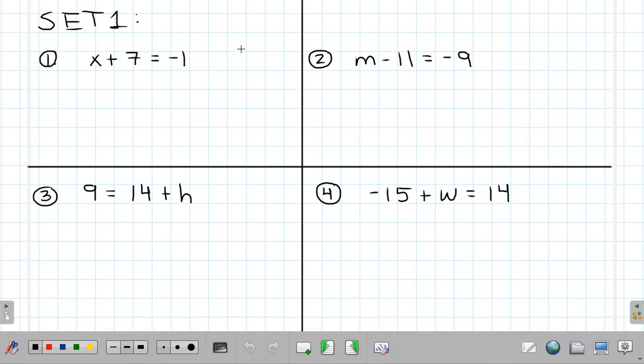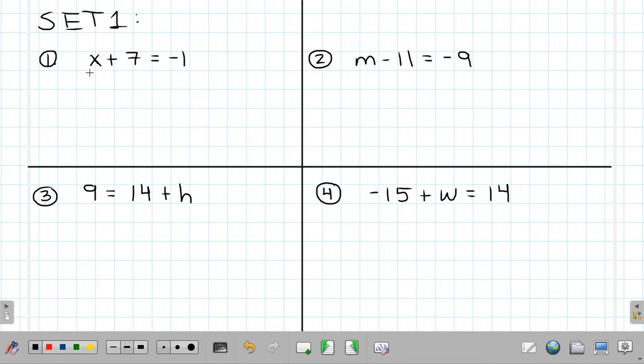So set 1 here, these are all equations dealing with addition and subtraction. So all you're going to have to worry about here is either adding or subtracting numbers. So let's follow the rules here. The first step was to identify the variable. If we look at this equation, we have x plus 7 is equal to -1. So everybody can hopefully see that the variable we have is x.